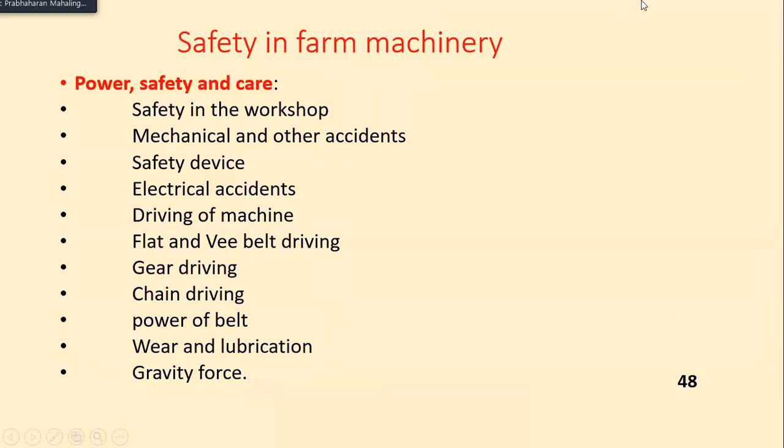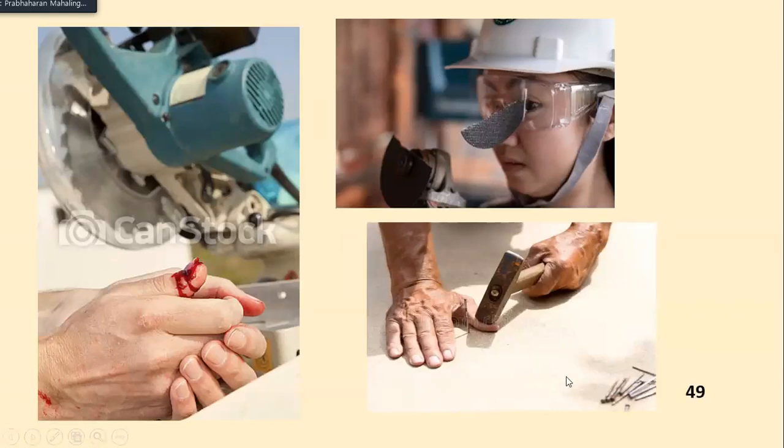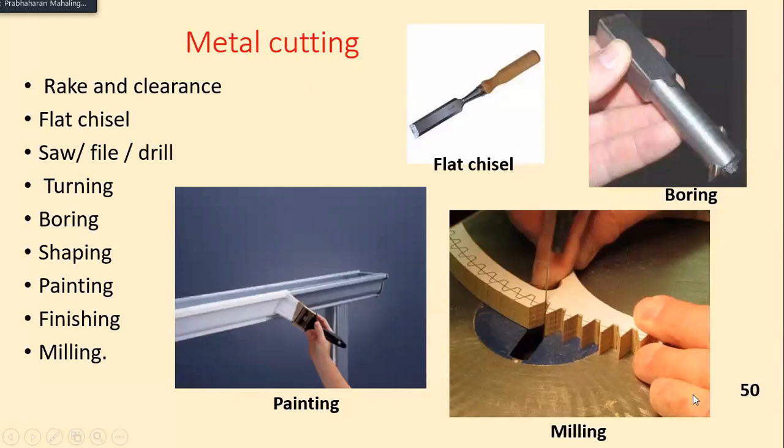Safety in farm machinery, power, safety and care. Safety in the workshop, mechanical and other accidents, safety devices, electrical accidents, driving a machine, flat and V-belt driving, gear driving, chain driving, power of belt, wear and lubrication, gravity force. So you must have some accident prevention. Next, see the accident prevention, accident danger.